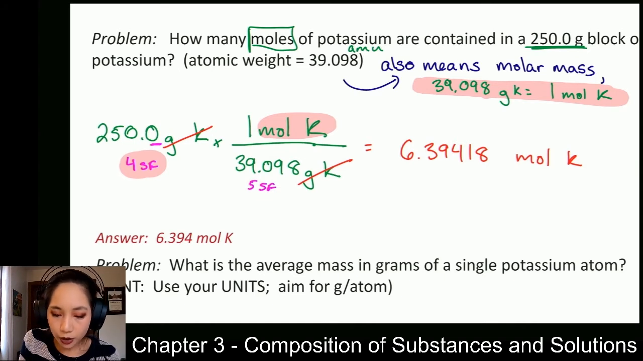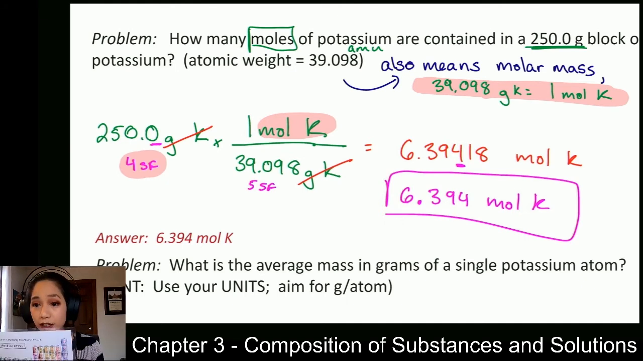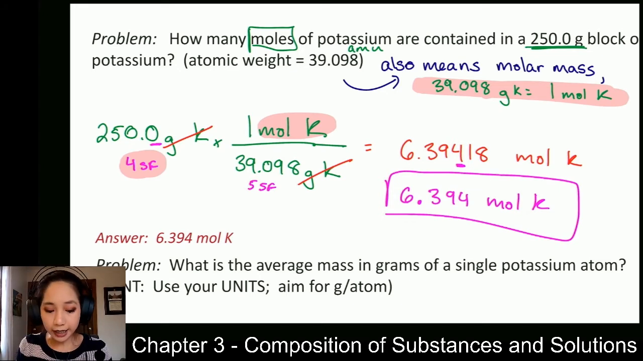So I want to round my number to 4 sig figs, so 6.394 moles of potassium are contained in a 250 gram block of potassium. And yep, that's the answer given right there. All right, so this showed how to use the periodic table, the number given for an element in grams per mole, and use that in a dimensional analysis setup.